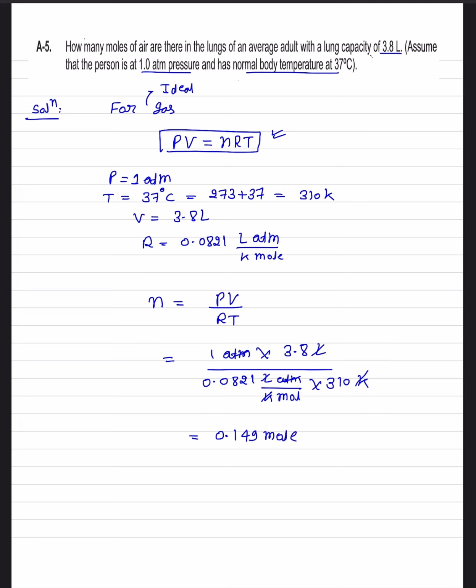If they are asking for the nearest integer, what will the nearest integer be? 0. Yes, I am checking the calculation again. Any problem is not there. So 3.8 divided by 310 and then divided by 0.0821. The same answer I am getting. So this is the answer.